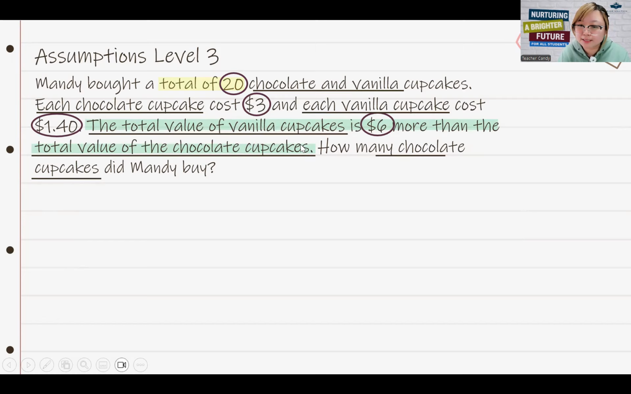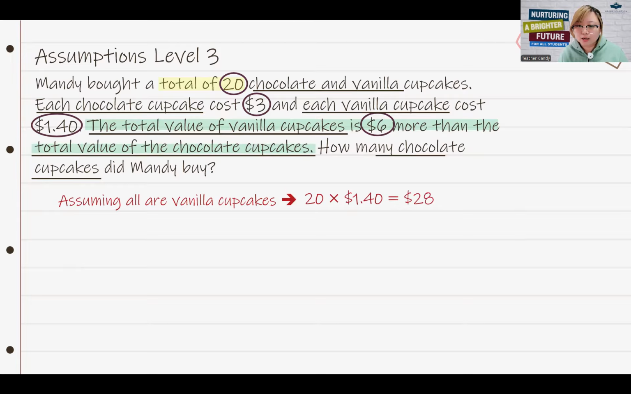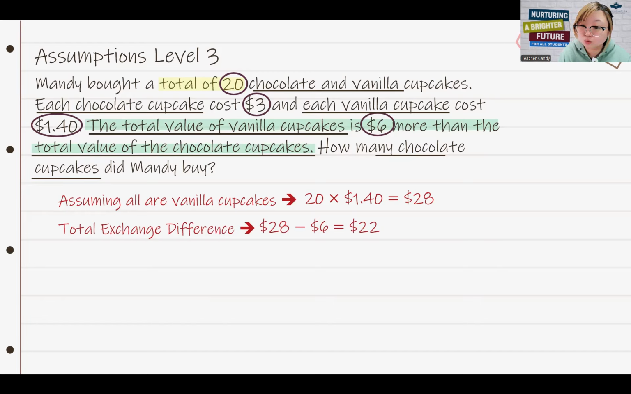Because the vanilla cupcake is cheaper, we take all 20 to be vanilla cupcakes, assuming all are vanilla cupcakes first. That will be $28. But remember that there are still chocolate cupcakes involved, so let's take away the difference to see how far we are. The total exchange difference is $28 minus $6, that's $22. So this $22 is the total difference of the exchange.